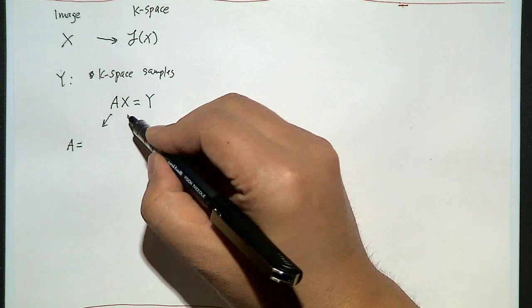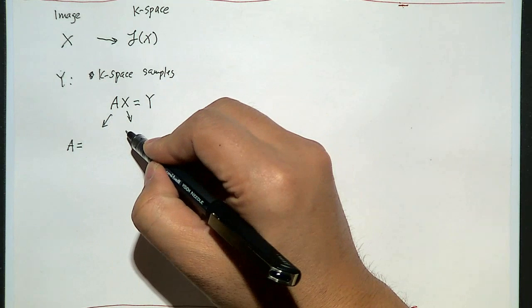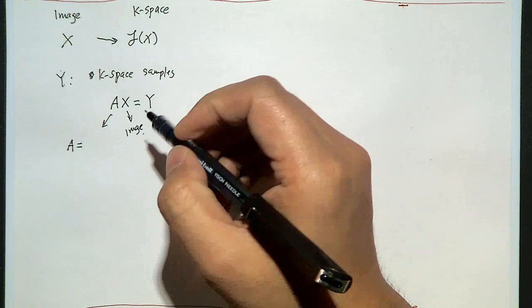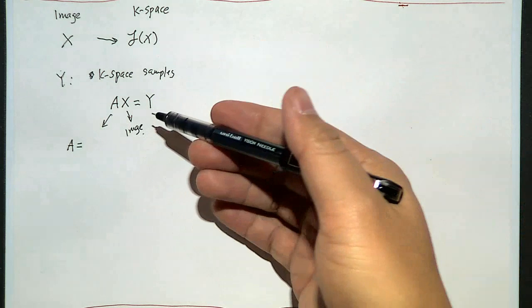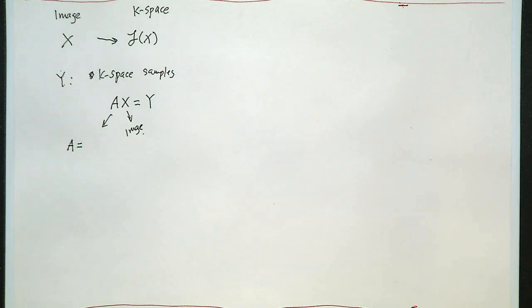So X is what you're looking for, your image. Because you already have some measurements, you know that there's a Fourier relation between the image and the measurement. That means whatever image you come up with or estimate, at the locations where you do have samples, you have to match those samples. That's what this equation is all about.